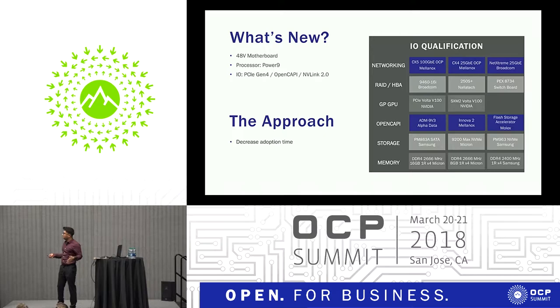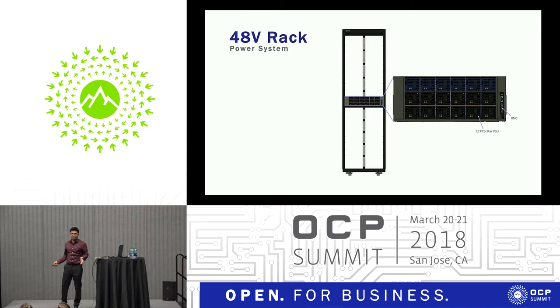The reason why we did that is pretty apparent. We want to decrease the consumption time for various product groups within Rackspace. And as a byproduct, you will benefit from that as well. So you have the server now, everything within the server. You have the I/O. It's qualified. You want to use it. You need a rack, right? You want to power this up, right?